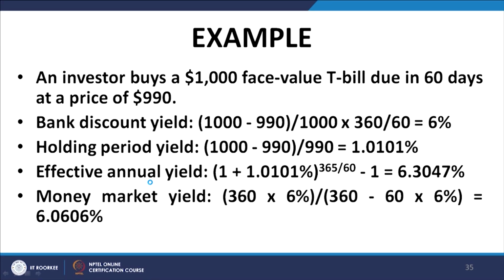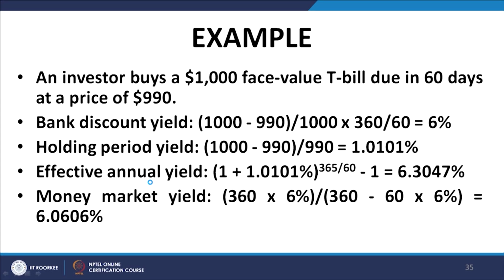Or simply the discount yield, or the T-bill yield. Then we come to the holding period yield. In the holding period yield, there is no annualization. So, we have 1000 minus 990 divided by the price of entry, that is 990, that gives you 1.0101%. But please note, this is the yield over 60 days, it is not the annualized yield.